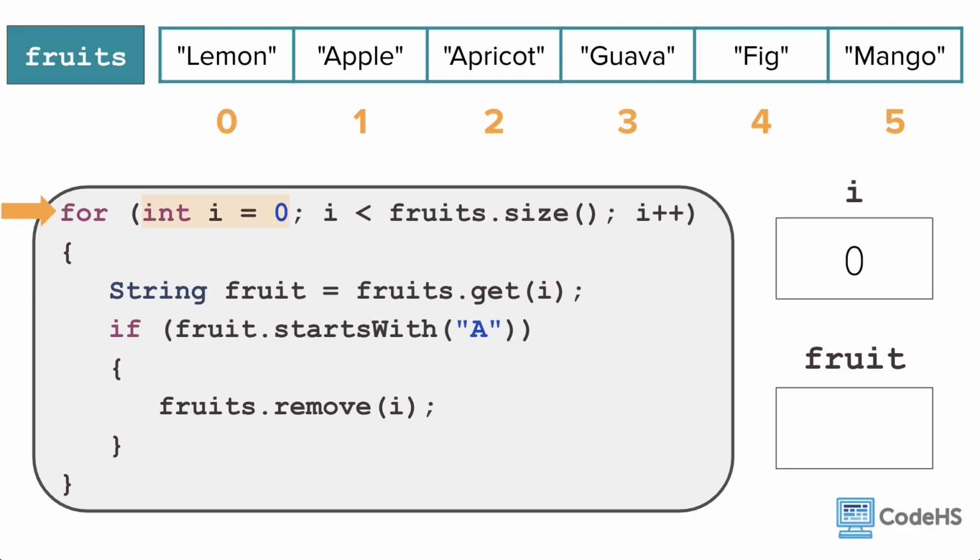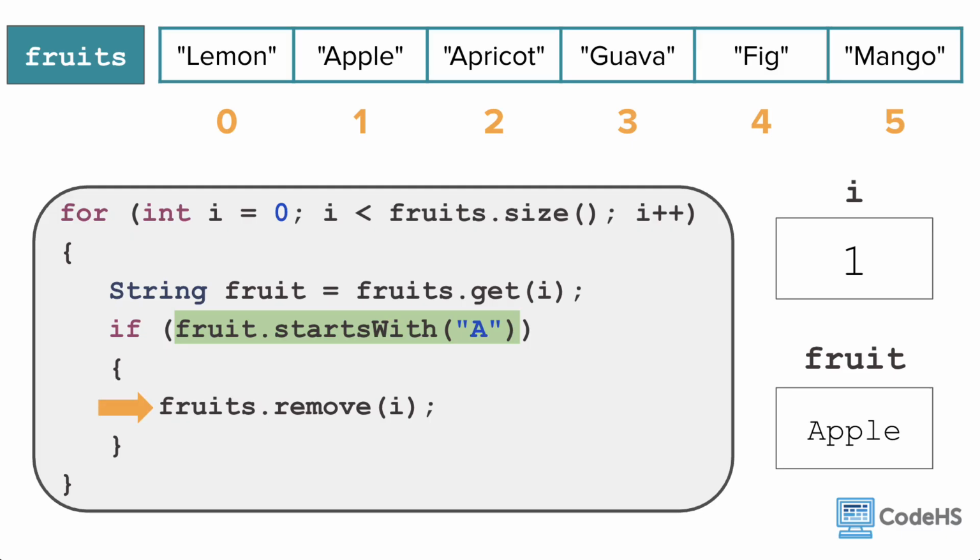The for loop initializes i and sets it to 0. The condition is true, so the variable fruit is assigned the value of fruits at index 0, which is lemon. Lemon does not start with A, so you return to the for loop header and add 1 to i, which is now 1. The condition is true, so fruit is assigned the value at index 1, which is apple.